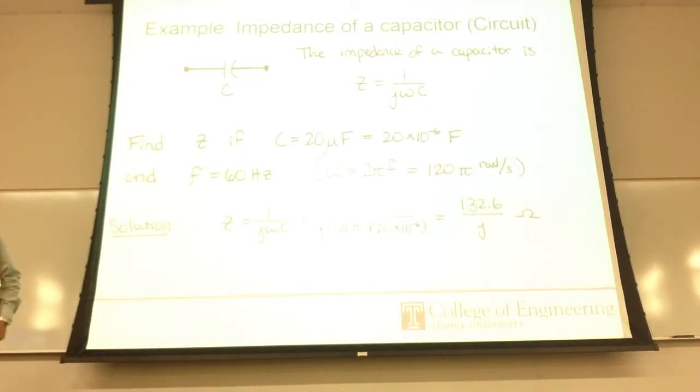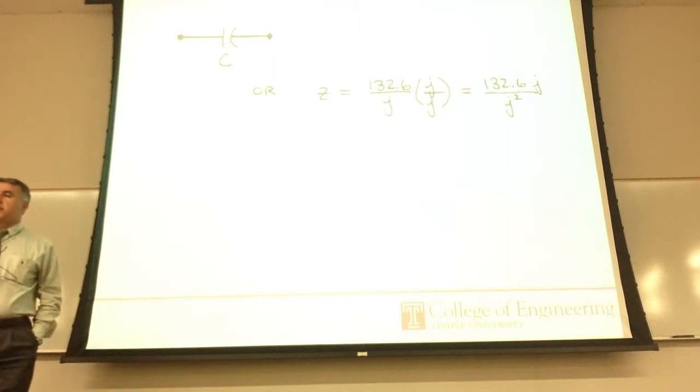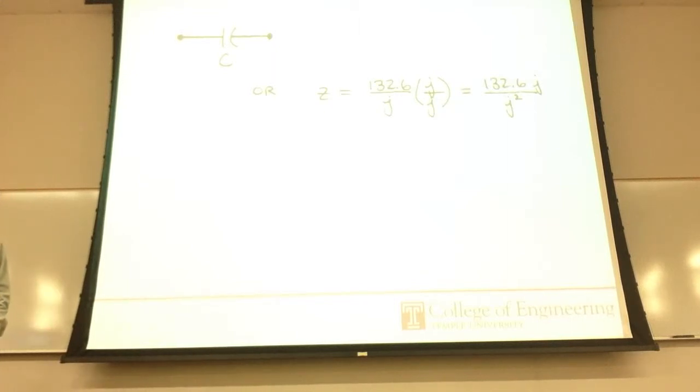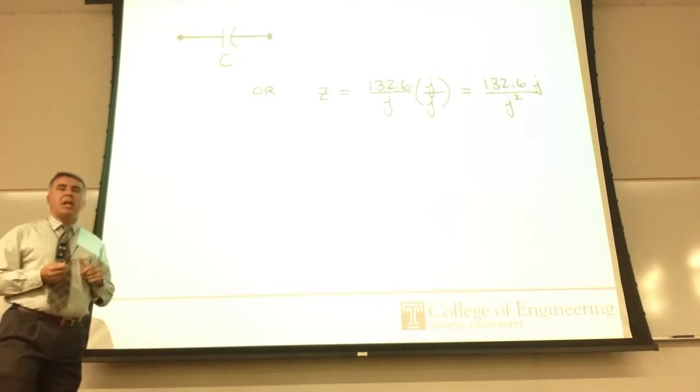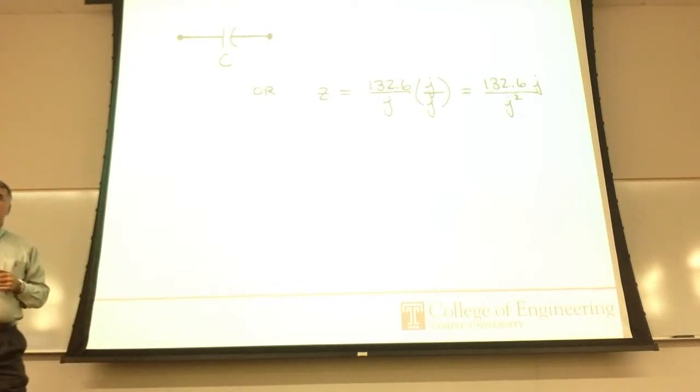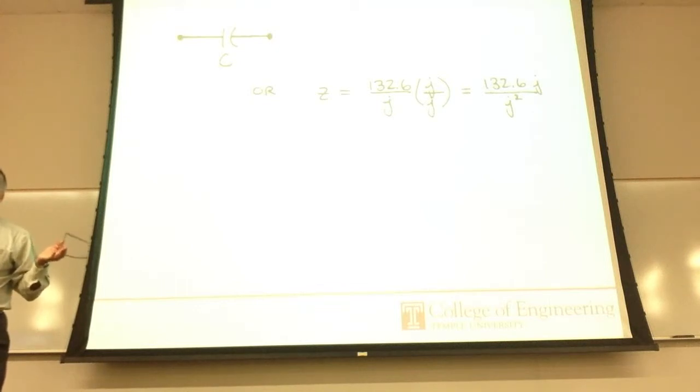Okay, so what you're saying is that in order to simplify it, we have to multiply by J over J. What is J over J? It is 1, right? So if I'm multiplying, what I have at the bottom is J squared, and what I have on the top is J. What is J squared? J was the square root of minus 1, so J squared is simply minus 1.